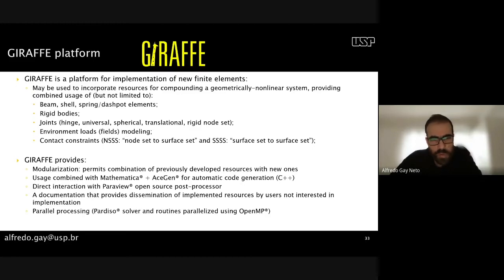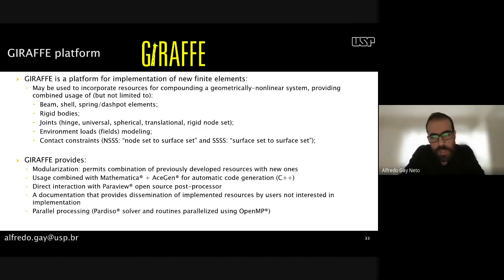And we've also been working with AceGen together with Giraffe. AceGen is a plugin for Mathematica. It's developed at the University of Ljubljana by Professor Jože Korelc. It's referenced in the book Automation of the Finite Element Method by Professor Korelc and Professor Wriggers.